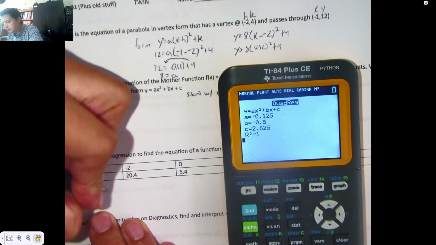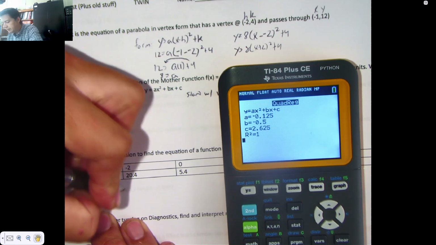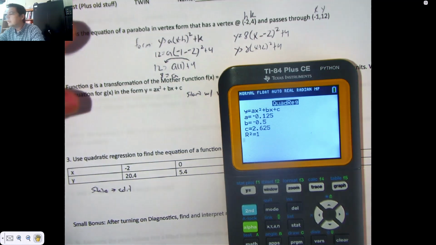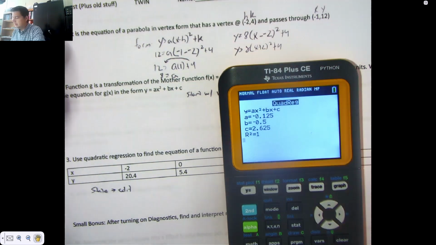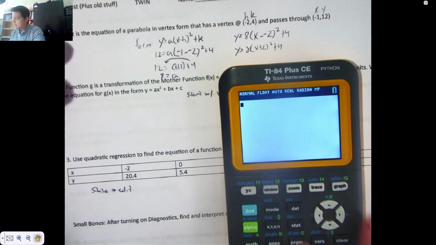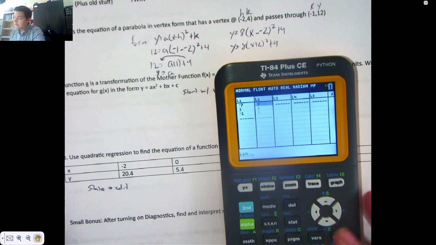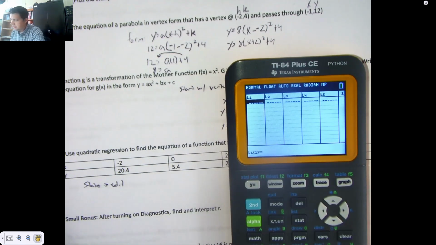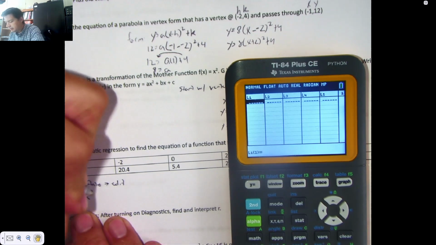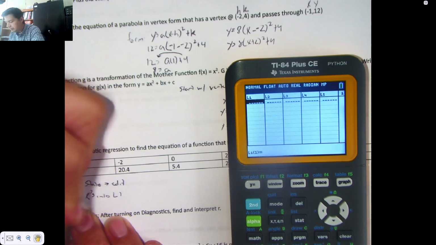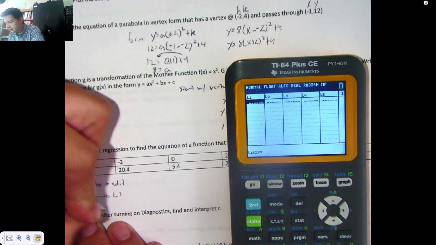Use quadratic regression to find the equation of a function that fits the points below. All right, so I'm going to go to Stat. I'm going to go to Edit. Stat, Edit. I'm going to clear out whatever I have in list 1 and list 2, and I'm going to push some stuff in here. My x's into list 1, my y's into list 2.